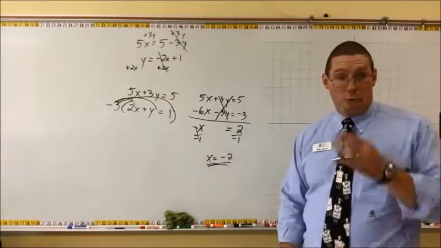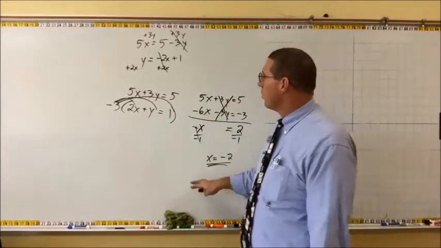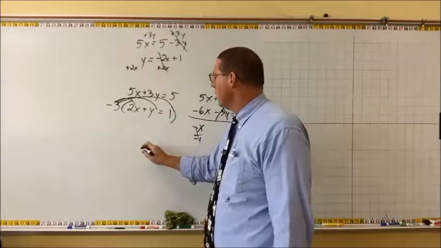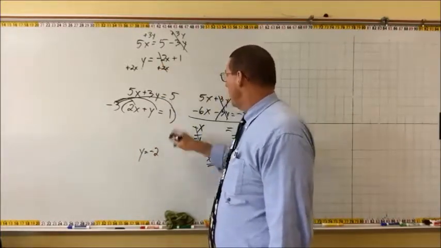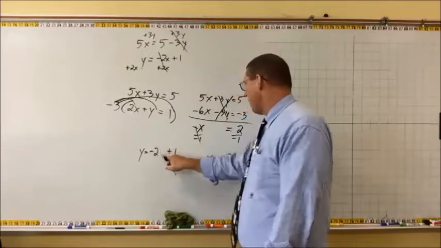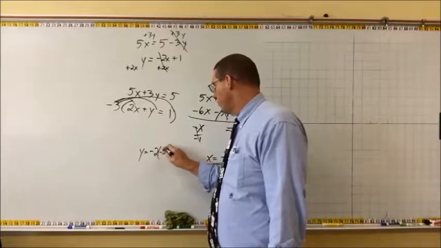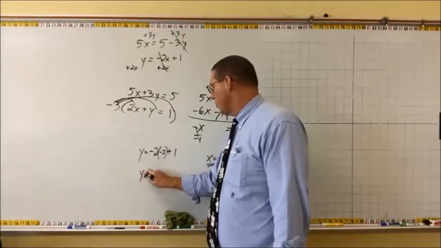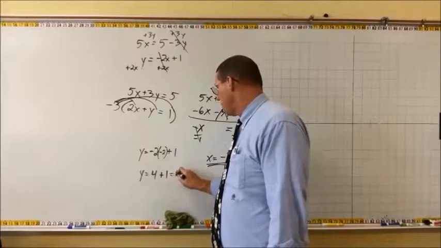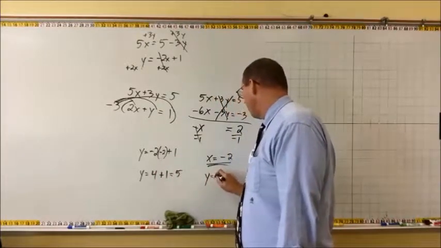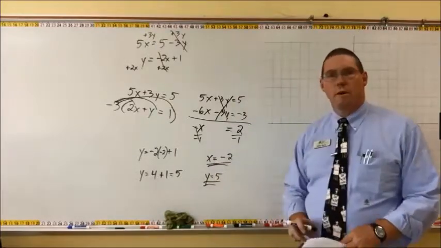Well, now I know what x is, but I still need to know what y is. So I'm going to go up here to one of my original equations. Do you see this y equals negative 2x plus 1? Well, that's what I'm going to use, except instead of x, I'm going to put in what x is equal to, which is negative 2. So now y is equal to negative 2 times negative 2 is 4, plus 1 equals 5. So y is equal to 5. So our solution is x is equal to negative 2, y is equal to 5.